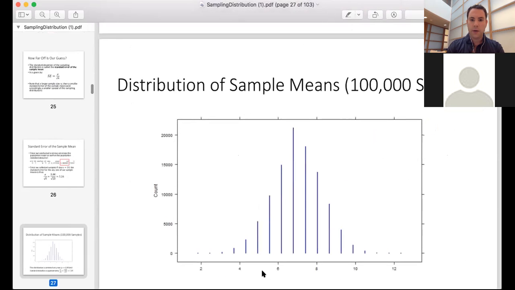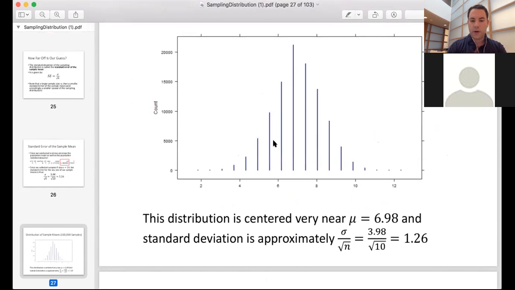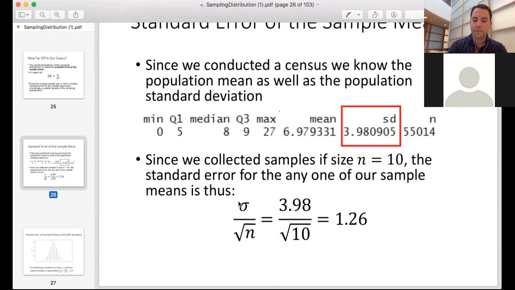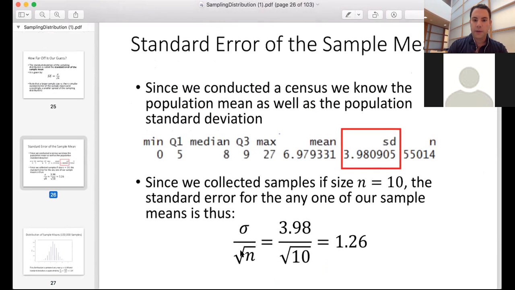And just as a reminder, the mean will be in the center. And then when we describe variability of that data set, we're talking about the standard error of the sample mean, which is calculated as follows. Take the sigma and we divide by the square root of n to get the standard error of the mean.